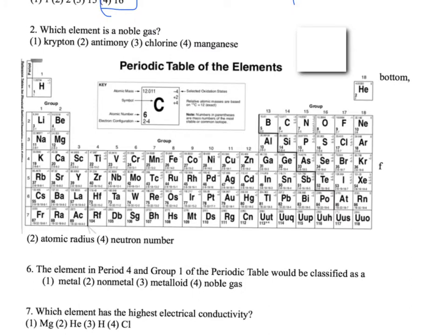Next, we're asked to look for a noble gas. Noble gases are found in group number 18. So here we have all of these noble gases. You can look at reference table S if you're unsure of the names. But here we can see that krypton is a noble gas.